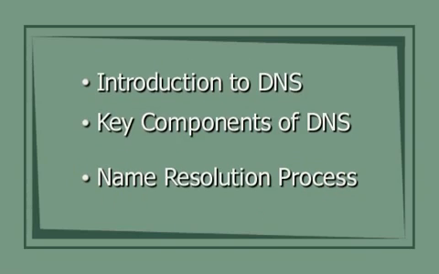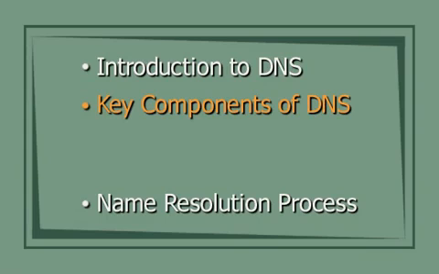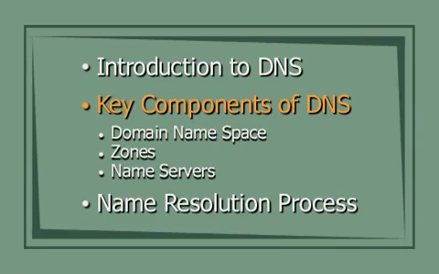Now, let's look at key components of the Domain Name System. To understand how DNS maps names to IP addresses, you will need to understand the following three components: domain namespace, zones, and name servers.